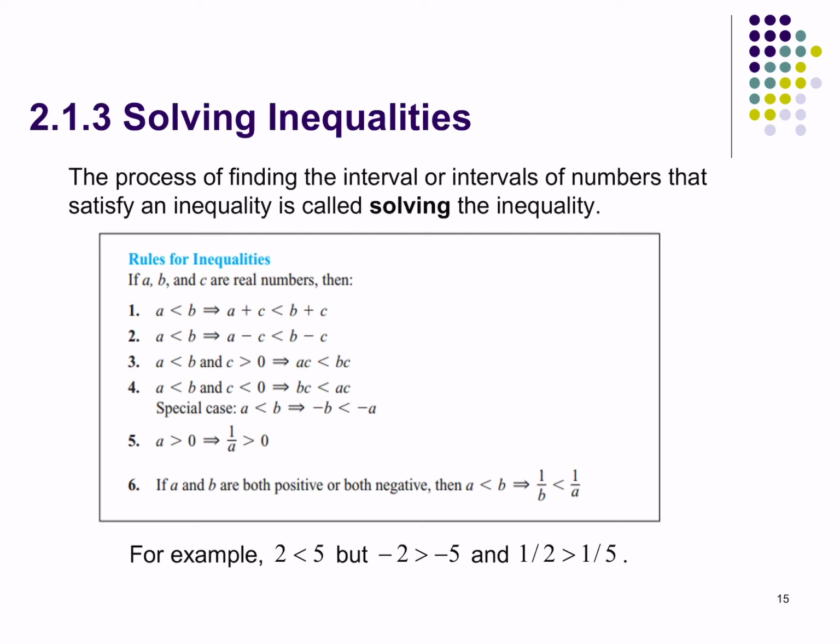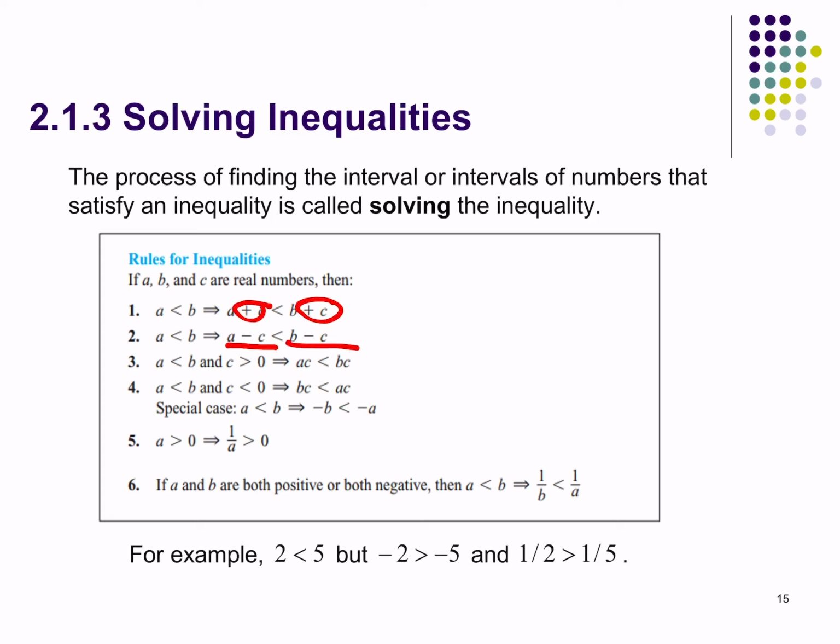For example, you have A, B, and C, which are real numbers, and then you have 6 rules to apply for real numbers or for the inequality. The first rule is that when A is less than B, and you add C to both A and B, then you will have A plus C is less than B plus C. And the same when you subtract C from both A and B, you will have A minus C is less than B minus C.